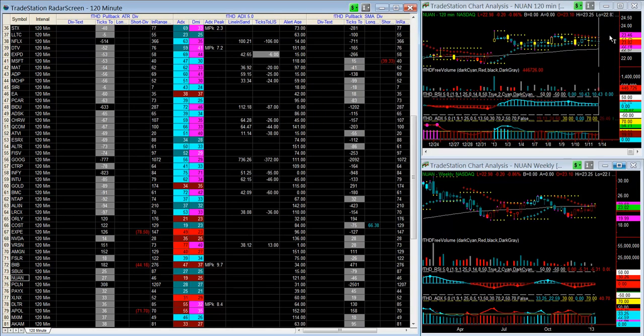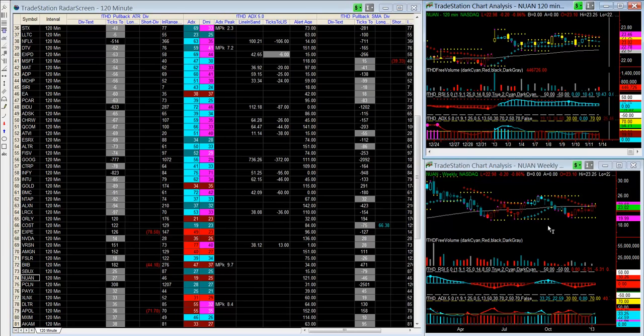Nuon. This one we need to look at because it's at the ATR and the slow moving average, and it's doing so on diverging volume. So this actually supports a down move, but for the lowest risk possible, I would want to be right at the ATR on the 120, which it is not.